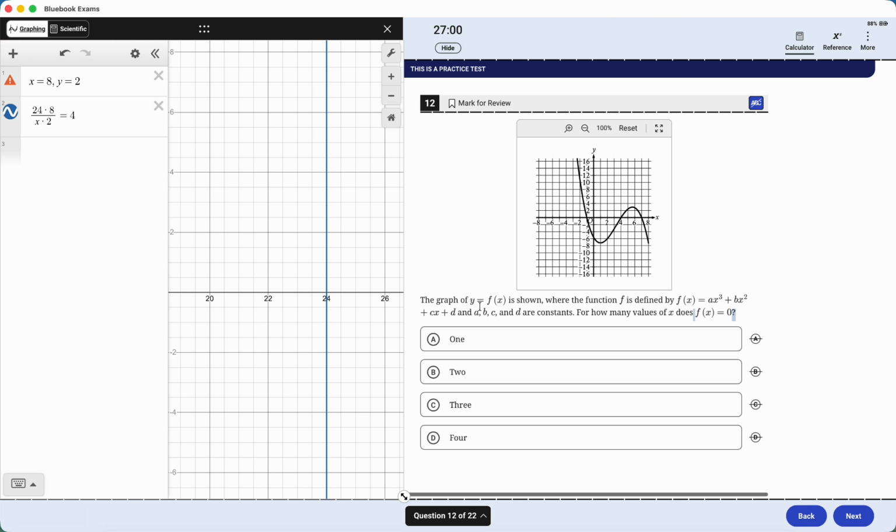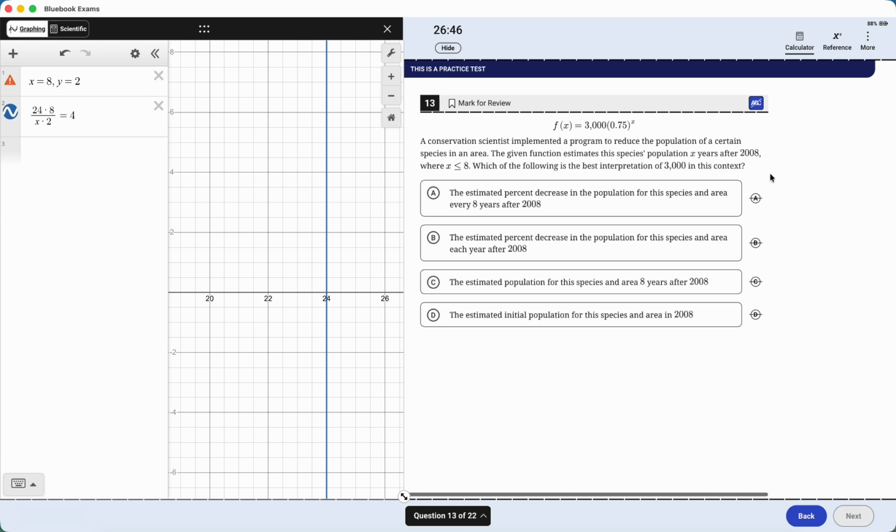Over here it said y equals f of x, right? So it's telling you y is 0, right? And when y is 0, that's your x-intercepts, right? So there's going to be 1, 2, 3 x-intercepts, right? Just got to know that notation, just telling you to count the x-intercepts.